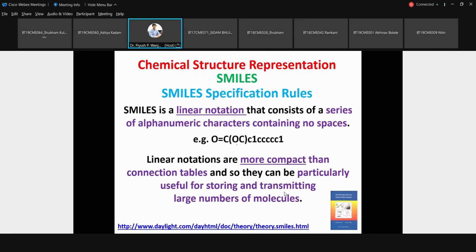It can go into multiple lines, depending on how much space you have in your file, but you can consider this a continuous representation. Okay. So we have seen this. This is a more compact representation compared to the connection tables that we have seen, like normally in the PDB file format. There also you see some connection tables. So they are particularly useful for storing and transmitting a large amount of molecular information.